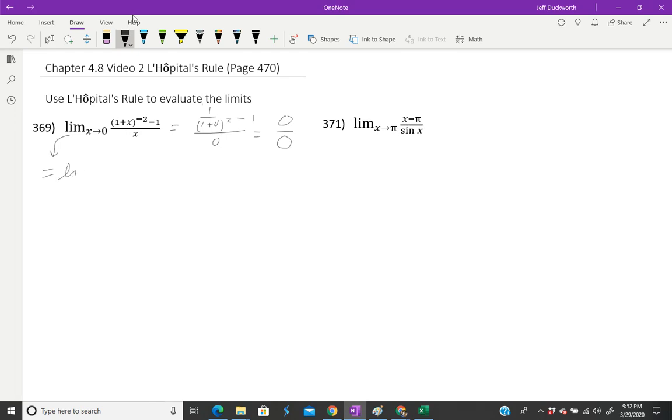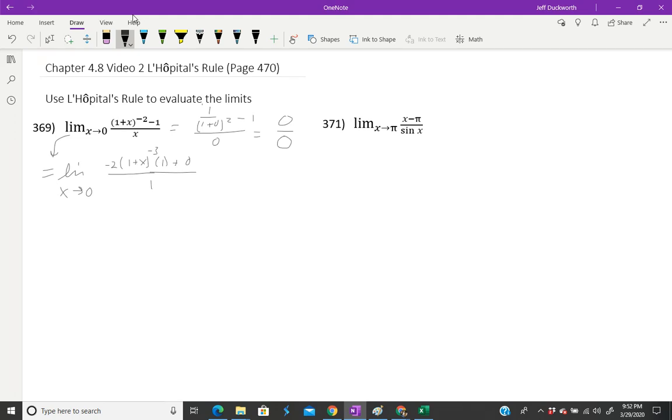All right, so this is equal to the limit as x approaches 0. We're going to take the derivative of the numerator and the derivative of the denominator. So the derivative of the numerator is negative 2 times 1 plus x to the negative 3. Using the chain rule, the derivative of 1 plus x is just 1. I'll put it in there, but it's just 1. And so this is plus 0, since the derivative of negative 1 is 0. And then the derivative of the denominator, again, you're not using the quotient rule. The derivative of the denominator is just 1.